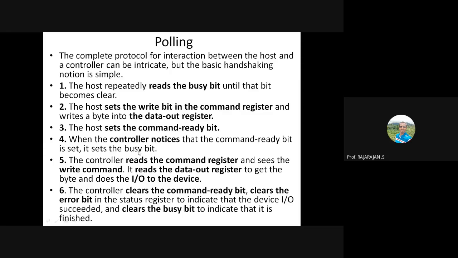So the busy bit is set, and then the controller reads the command register and sees the write command. It reads the data out register to get the byte and does the IO to the device, and the task is done. After that it clears the command read bit, clears the error bit, and clears the busy bit, and the system is now neutralized. So this is what is called polling. The major drawback of this particular activity is this step, which is the busy bit.